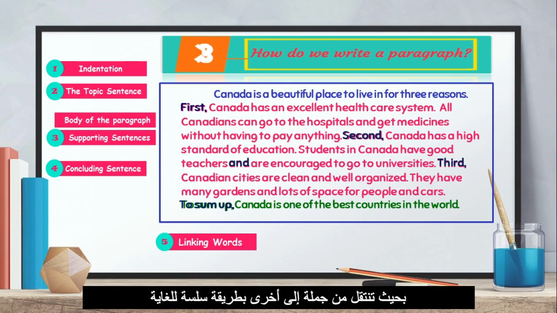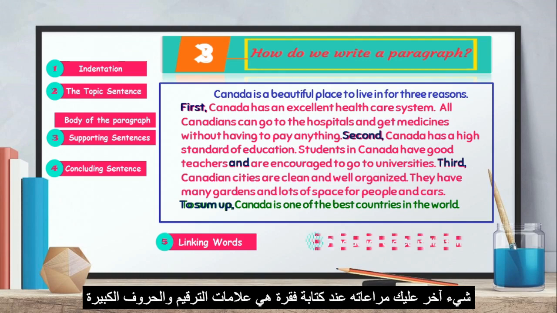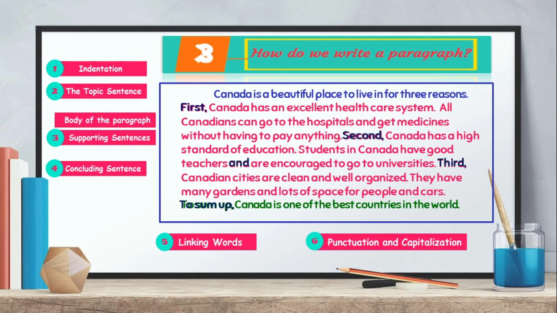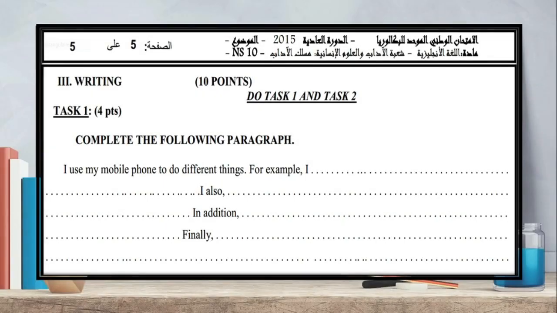Another thing you need to consider when writing a paragraph is punctuation and capitalization. So for example, when you use a linking word like first, second, you should put a comma after these words. Also, when you put a full stop, you should capitalize the first letter of the next word. Very good. Now I want you to work on this exercise.